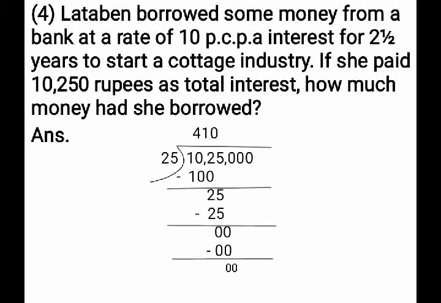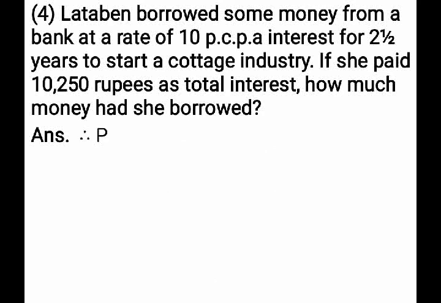25 zeros are 0. 0 minus 0, 0. Now the last 0 you have to bring down. 25 zeros are 0. 0 minus 0, 0. What is the quotient? 41,000. So the principal is rupees 41,000. Therefore, P is equal to rupees 41,000.